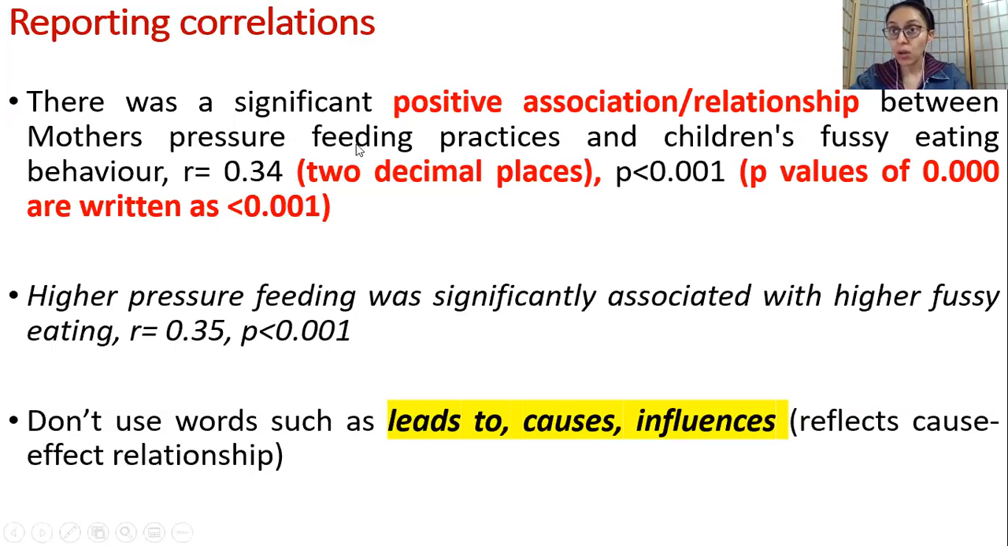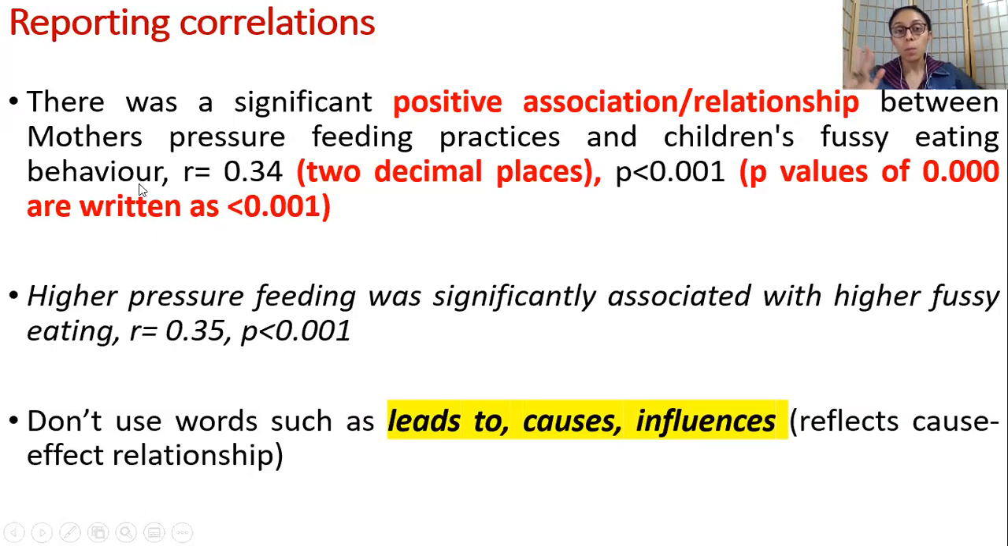I'll slowly read it out to you because it's important that you write your results in a correct manner. So, there was a significant positive association, slash, I have written a relationship, because as I said, do not use the word cause or leads to, things such as that. The most appropriate words to use are "there was a significant positive association", which is right. There was a significant positive association between mother's pressure feeding practices and children's fussy eating behavior.